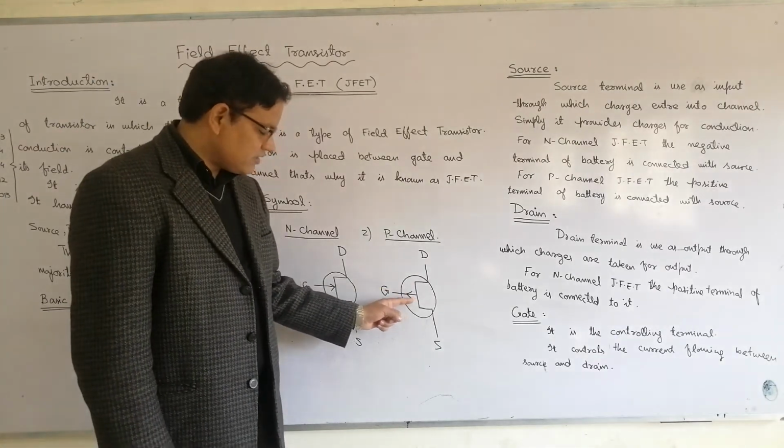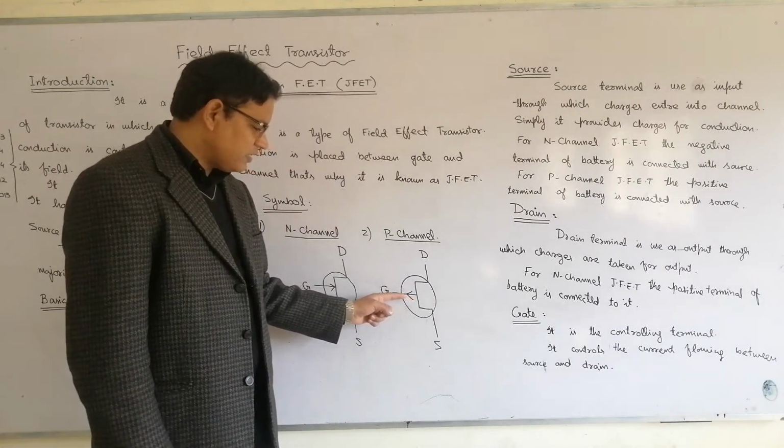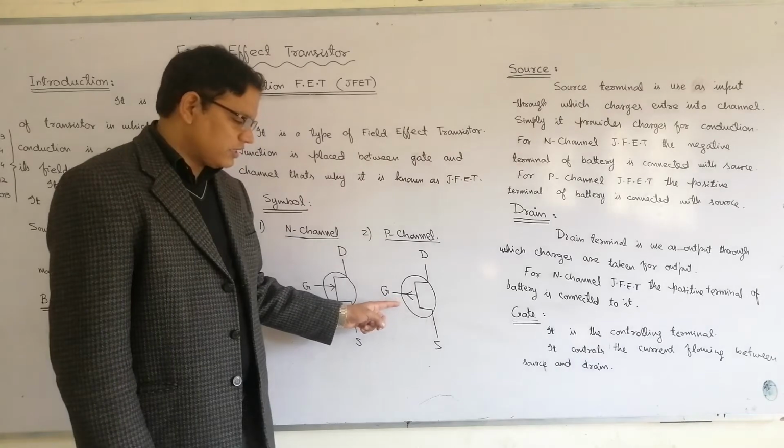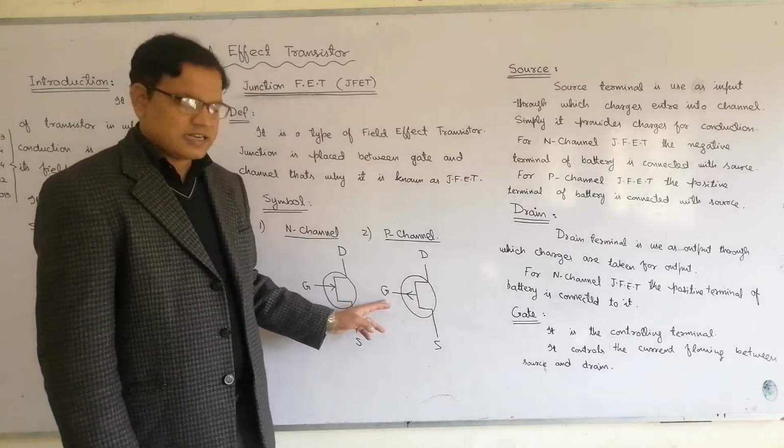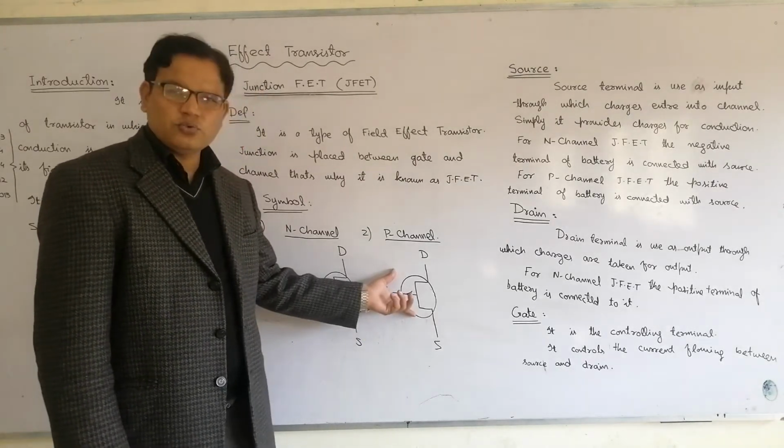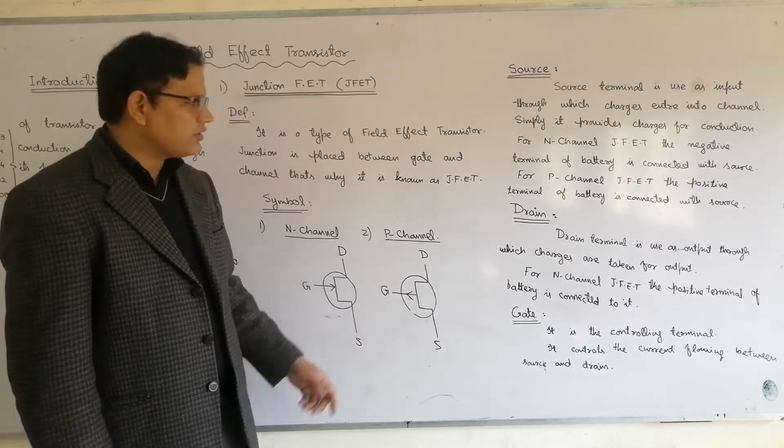So for the gate terminal in the P channel, the arrowhead is coming outside from the channel. So these two things show the basic symbolic difference.